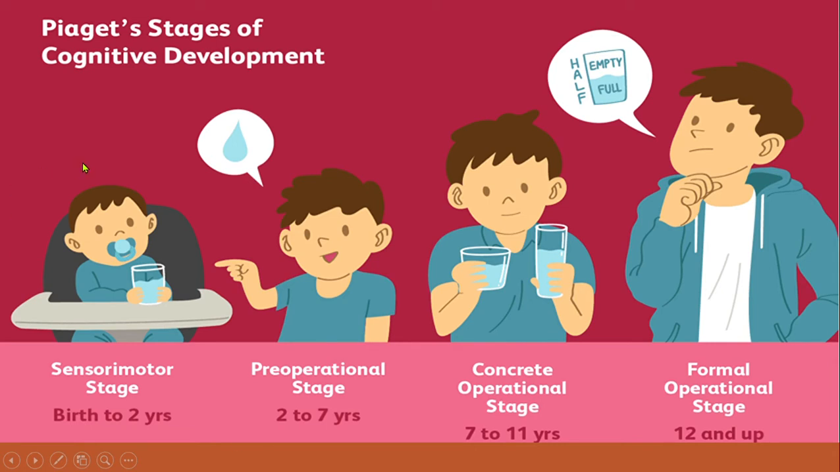So, Piaget's stages of cognitive development: sensory motor stage, that is from birth to 2 years. And then after that, pre operational stage, that is from 2 years to 7 years. And then concrete operational stage, 7 to 11 years. And formal operational stage, 12 and up.